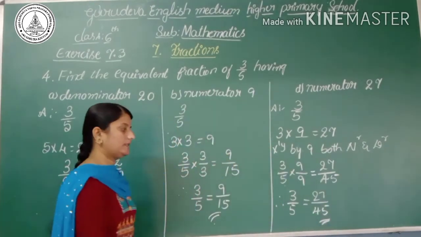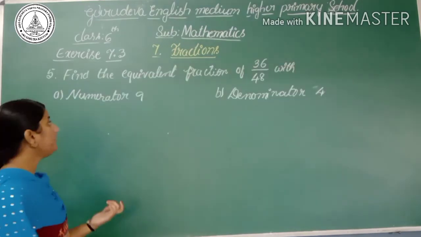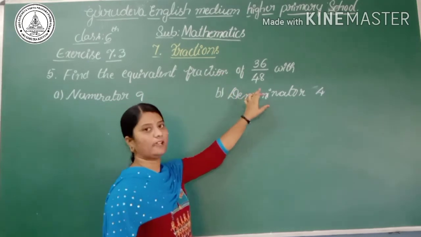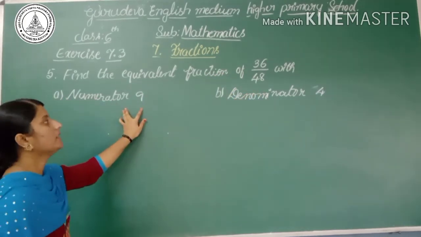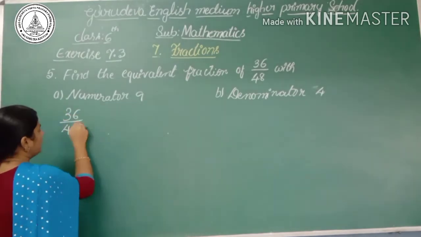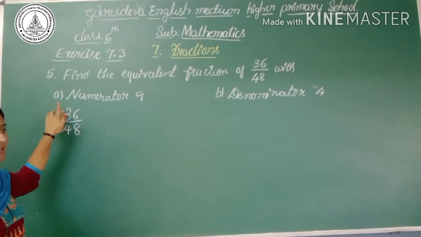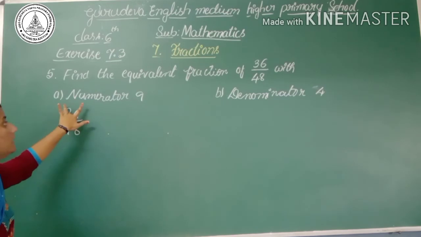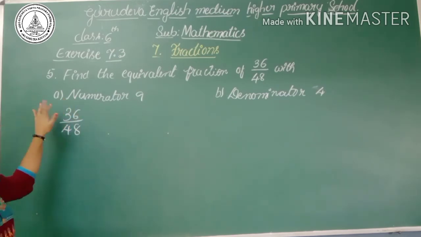Okay. Is it clear? Then let's go to the fifth one. The fifth question is: find the equivalent fractions of 36 by 48 with the numerator 9. The given fraction is 36 by 48. Once you observe the numerator, here there is 36, but we have to write the equivalent fractions having the numerator 9. So what we have to do is divide.